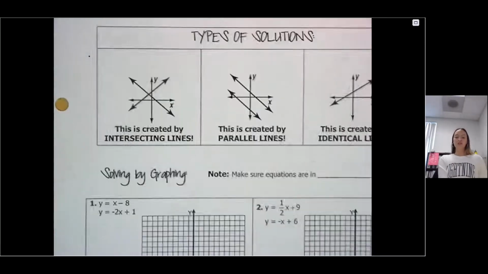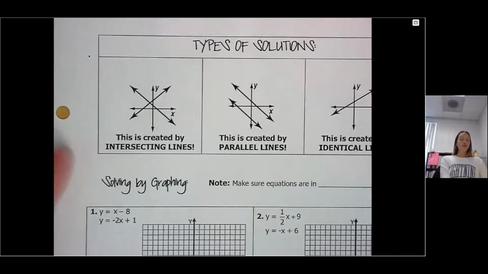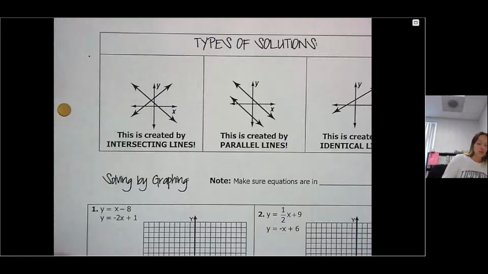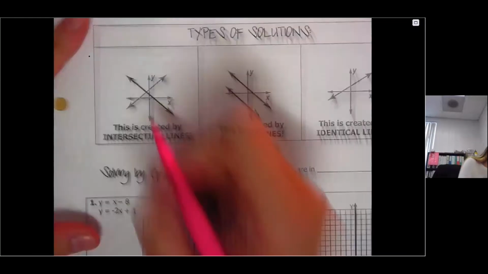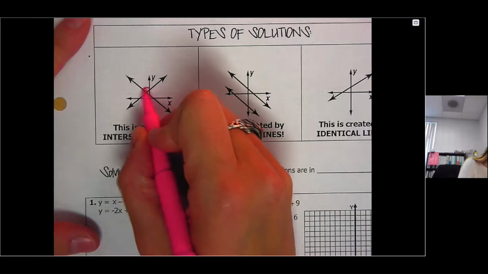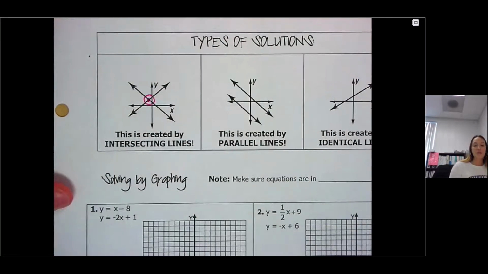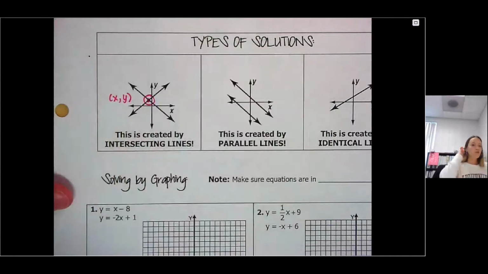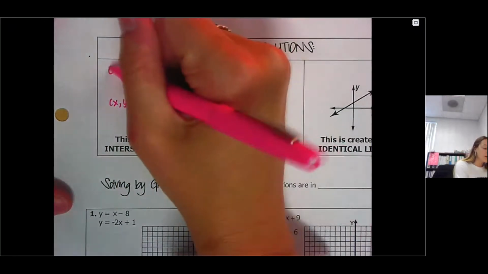So the first type of solution looks like this. It's where my two lines intersect or touch, and they should only intersect at one point. So a solution that looks like this, I'm going to do this in a different color here. The point where they touch each other, where they cross, is your solution. So in this picture, this point where they intersect, that's your solution right there. And that would be an XY coordinate, whatever it is. So this is when you have one solution.